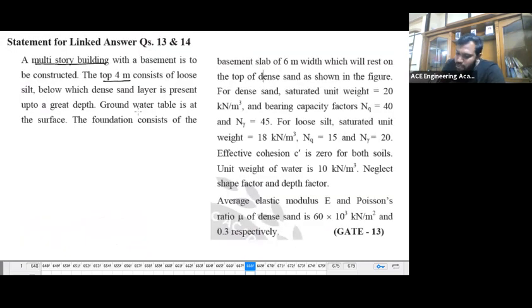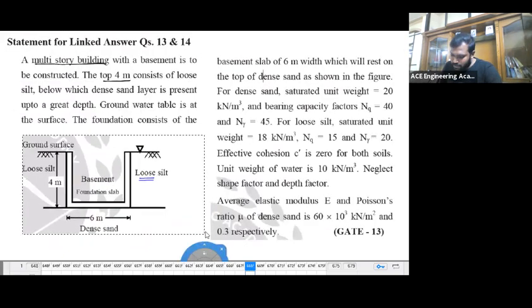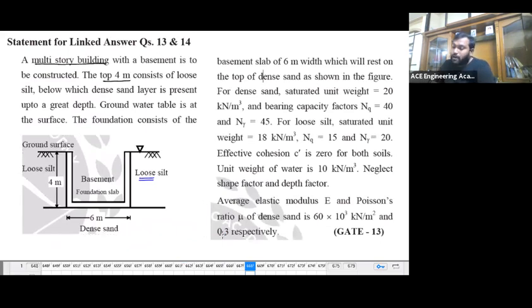Now, groundwater table is at surface. Yes, the groundwater table is at the surface. I can show the same figure there also instead of every time. Now, a basement slab of 6 meters width. So what is the width over here? 6 meters. That's the width of the foundation, right? Which will rest on the top of the dense sand as shown in the figure.